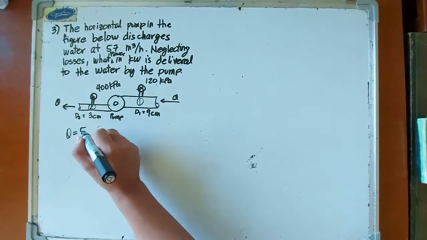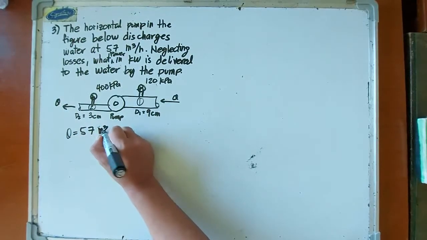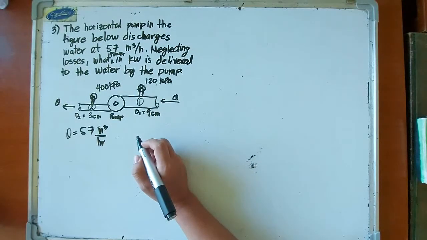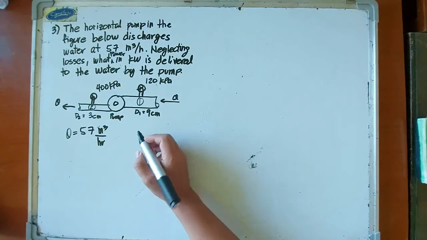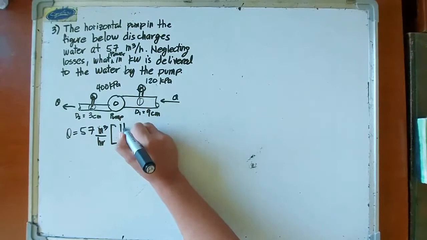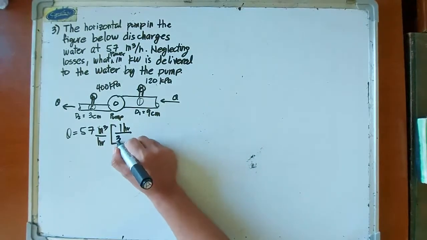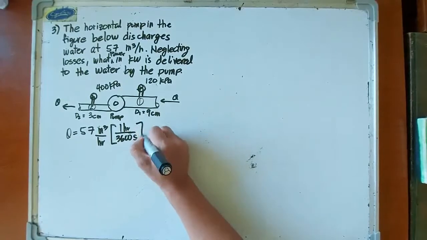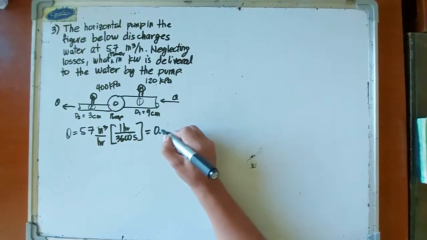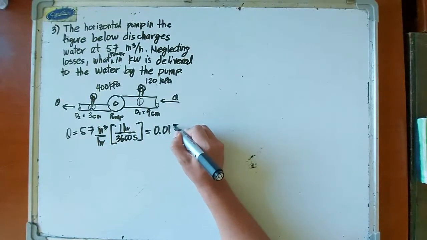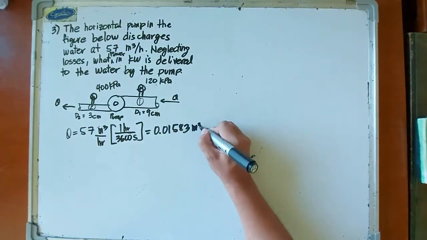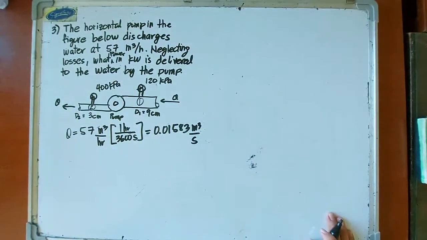Okay, Q is equal to 57 cubic meters per hour. Convert natin sa cubic meters per second. So how many seconds in 1 hour? In 1 hour we have 3,600 seconds. So we have a discharge equivalent to 0.01583 cubic meters per second.